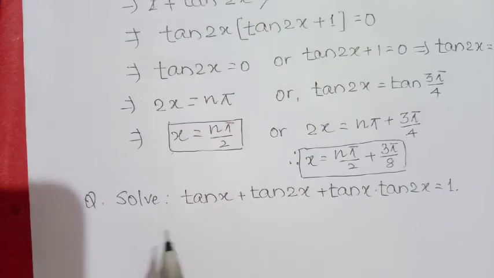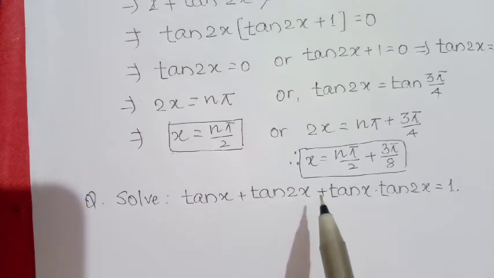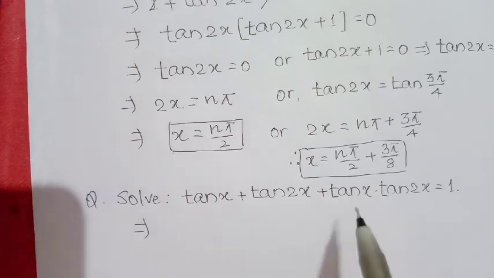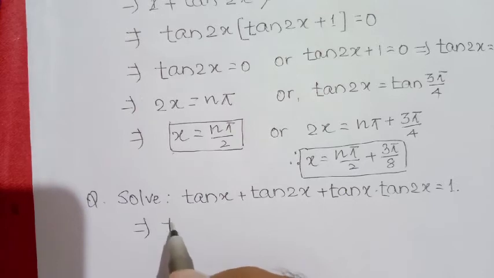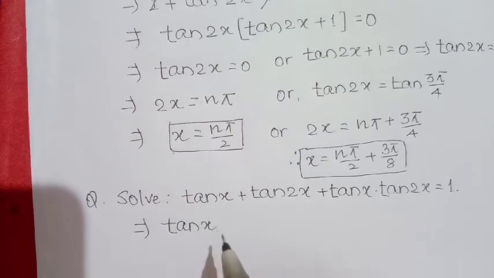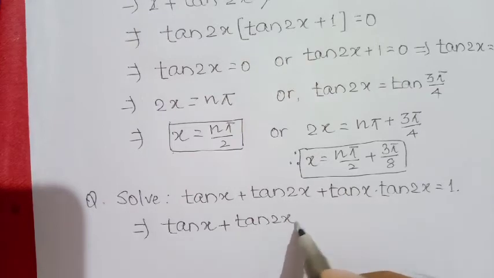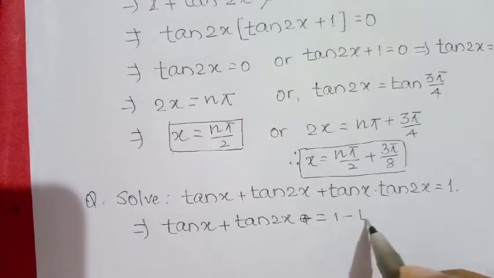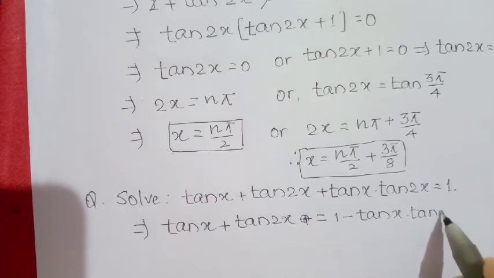In this equation, tan x plus tan 2x plus tan x into tan 2x is equal to 1. In the very first step, this term should be brought to the right side. So it should be written as tan x plus tan 2x equals 1 minus tan x into tan 2x.